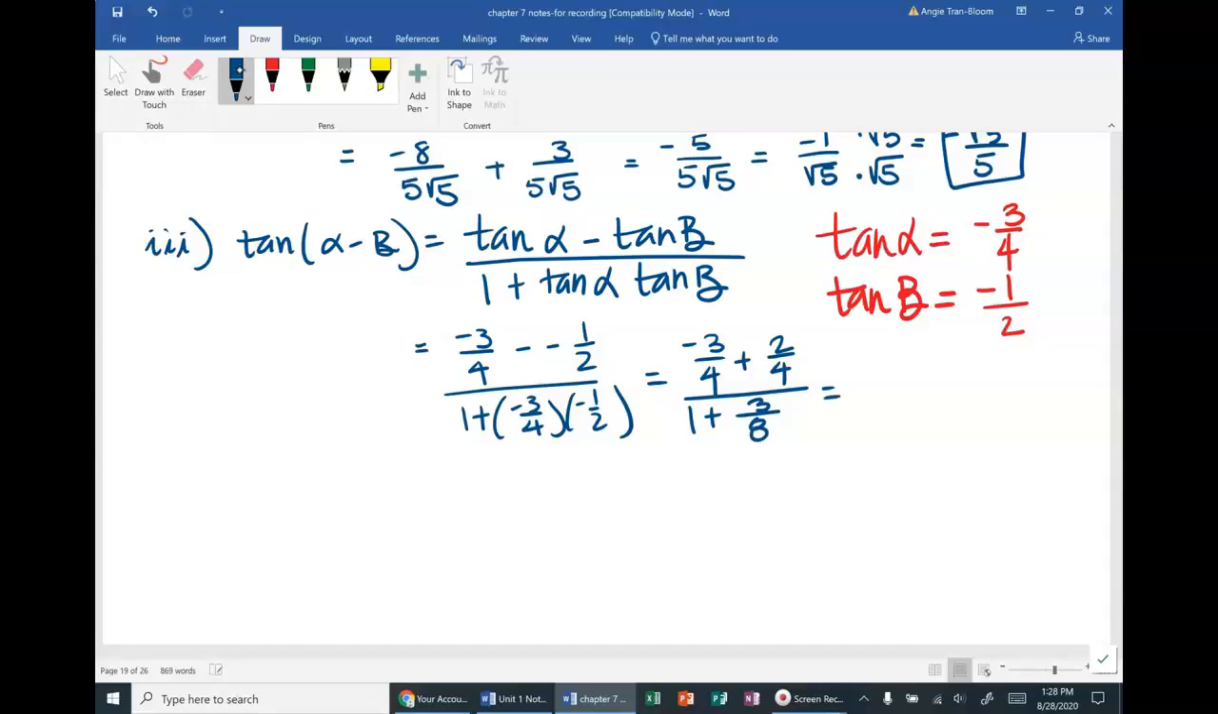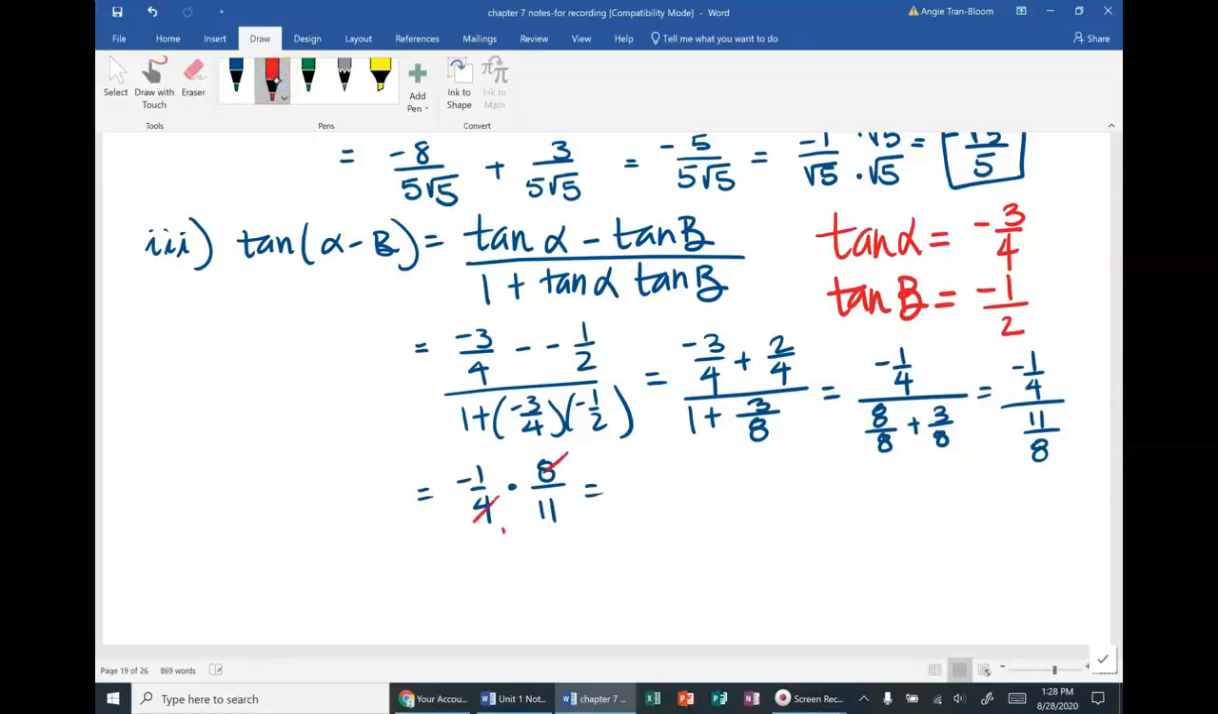On the top, now I can do, okay, negative 1/4 all over LCD. This is 8 over 8 plus 3 over 8. So that will give us negative 1 over 4 all over 11 over 8. Now technically, I'm going to do this old school, negative 1/4. When you are dividing, you multiply by its reciprocal, so 8 over 11. And as you can see, we can cross simplify, that's negative 2 over 11.